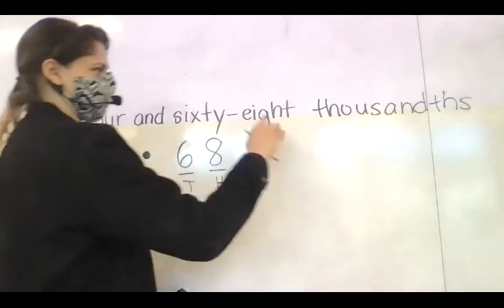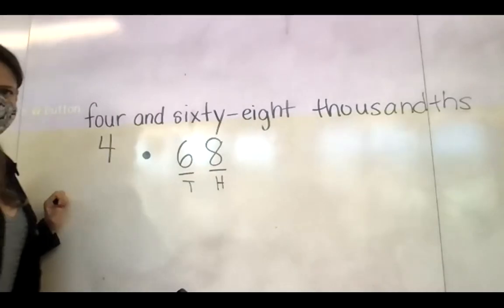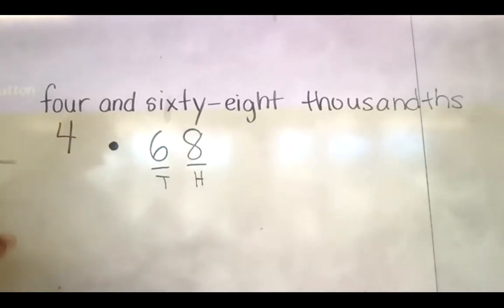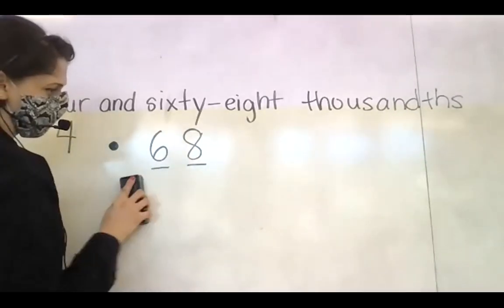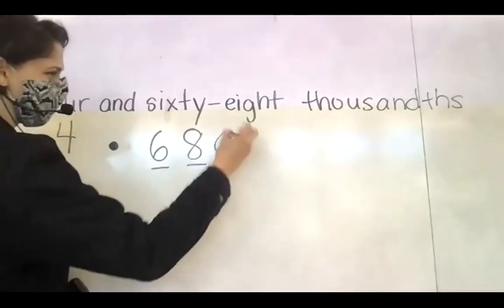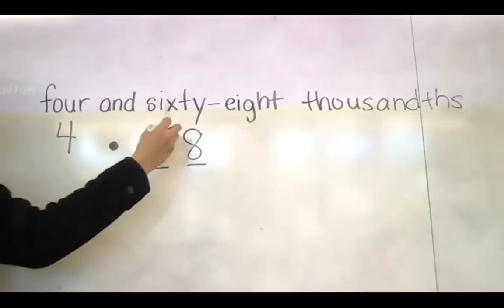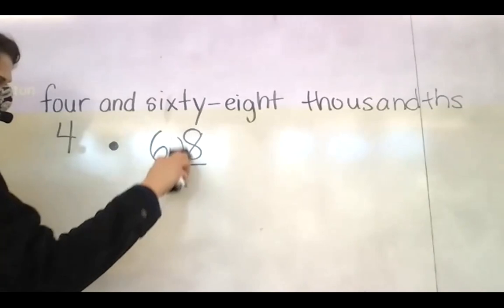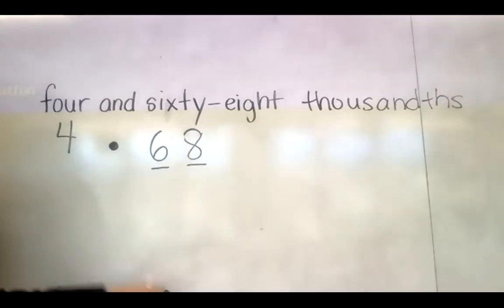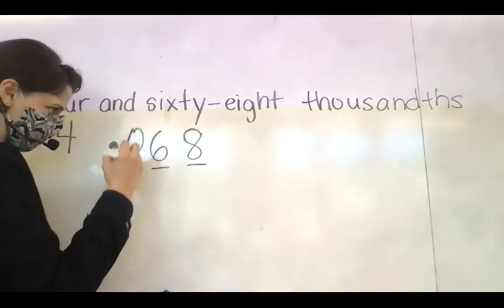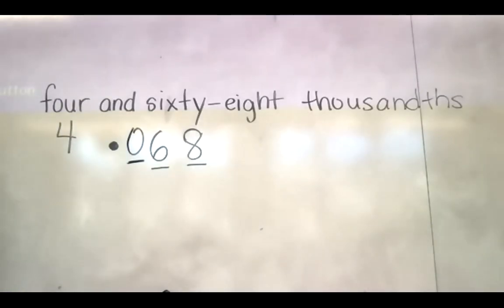How do I make it into 4 and 68 thousandths? Add a zero. I know, definitely add a zero, but I don't know quite where. Where should I put that zero? If I put it at the end, then this is 680 thousandths. That's not what I need. If I put it in the middle, that's 608 thousandths. Where do I put that zero? Willow? In front of the 6. You put the zero here. You're absolutely correct.